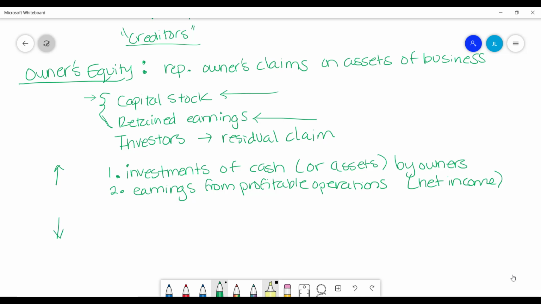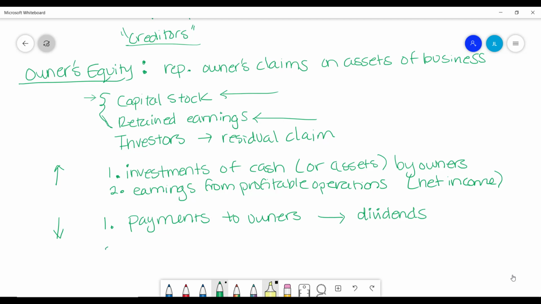But it can also decrease. Okay, so it can decrease in two ways. The first way is payments of cash or transfers of other assets to owners. Okay, so I'll just say payments to owners. So a very common example of that, especially in this class, would be dividends. Okay, dividends represent payments to shareholders, and that reduces owner's equity by reducing our retained earnings.